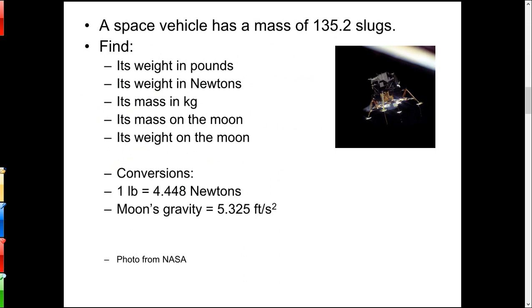Okay, so let's work through an example. This one isn't in your packet, so you might have to write this one up. Let's say we've got a space vehicle and it has a mass of 135.2 slugs. Let's find its weight in pounds, its weight in newtons, its mass in kilograms, its mass on the moon, and its weight on the moon. Okay, here are the conversions that we'll use. A pound is 4.448 newtons, and the moon's gravity is 5.325 feet per second squared.